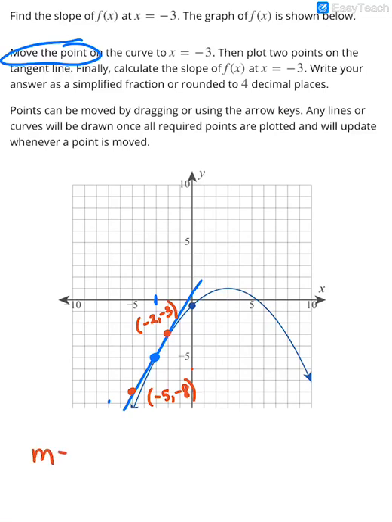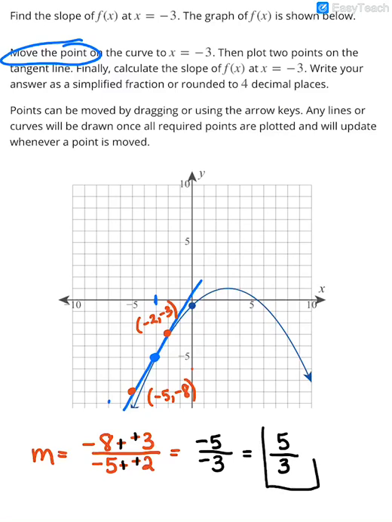And so we'll go back to my y2, which is negative 8, minus my y1, which is negative 3, divided by my x2, which is negative 5, minus my x1, which is negative 2. So in this case, minus negative 3 becomes plus positive, so that's negative 5. And then minus negative 2 becomes plus positive, so that's negative 3. A negative 5 divided by negative 3 simplifies to be a positive 5 over 3. So that would be considered the slope of my function when x is equal to negative 3.